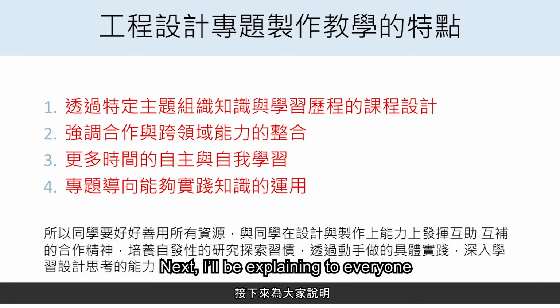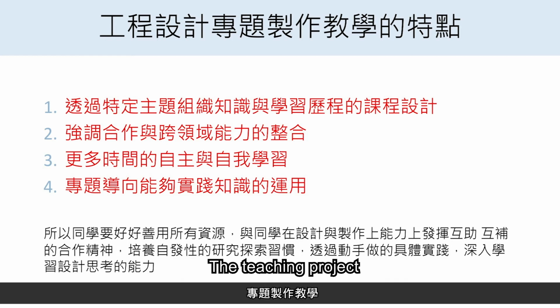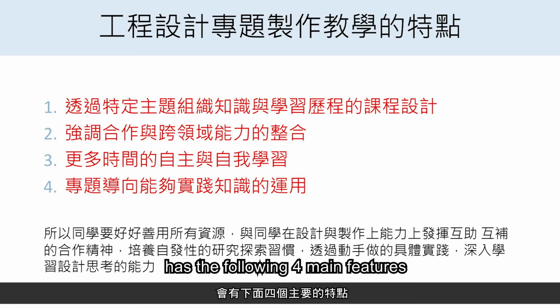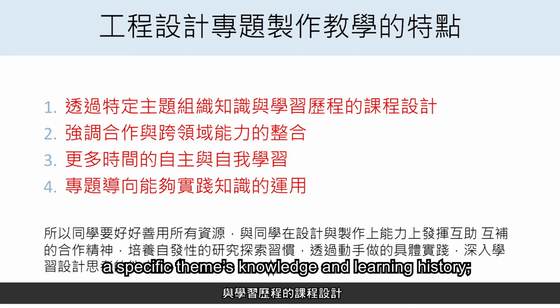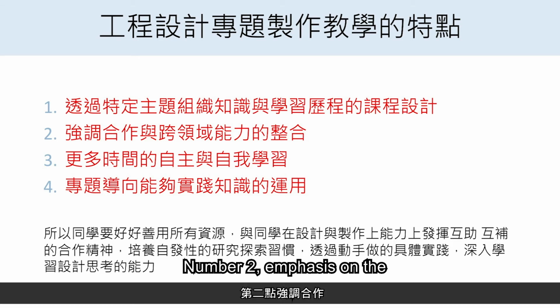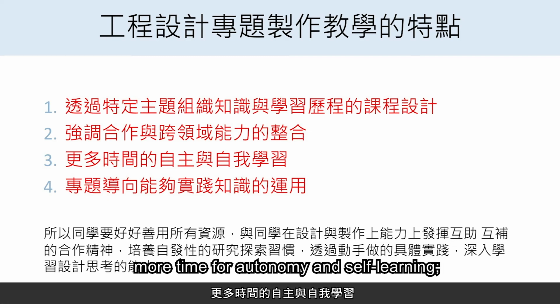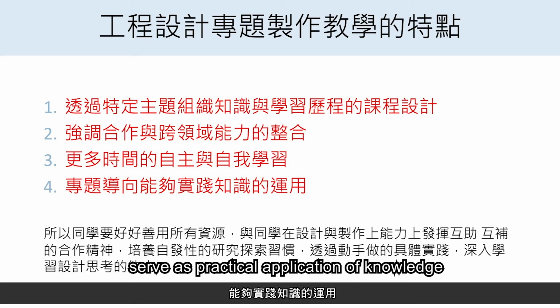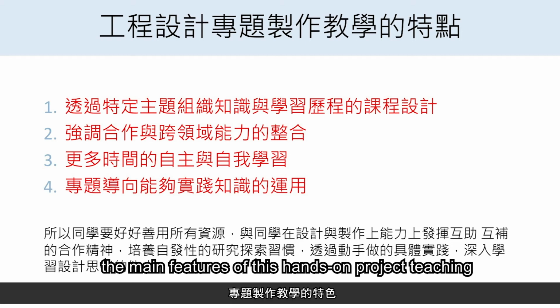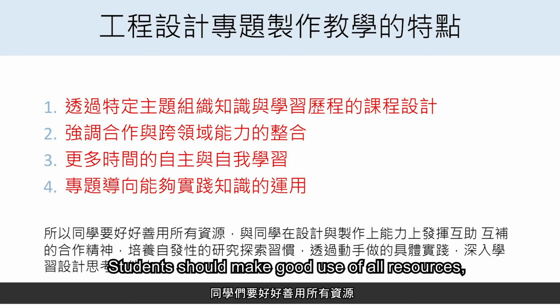Next, I will be explaining to everyone the features of this engineering design course. The teaching project has the following 4 main features. Number 1, course designed to learn through a specific theme's knowledge and learning history. Number 2, emphasis on the integration of cooperation. Number 3, more time for autonomy and self-learning. Number 4, project orientation, serve as practical application of knowledge. These 4 characteristics are the main features of this hands-on project teaching.